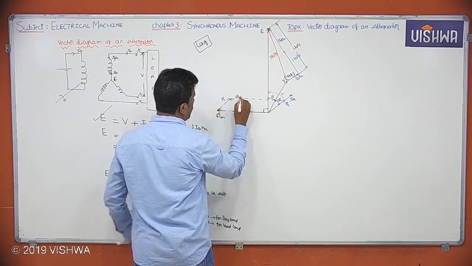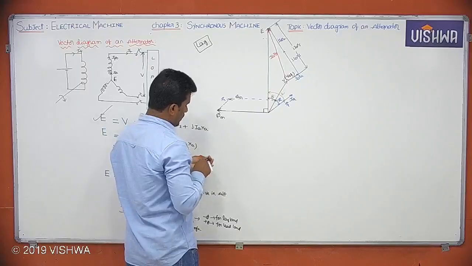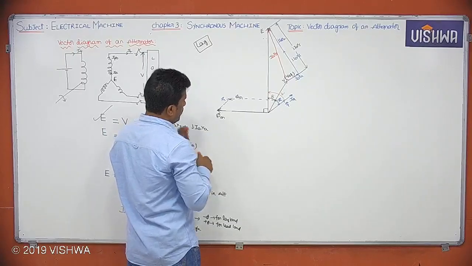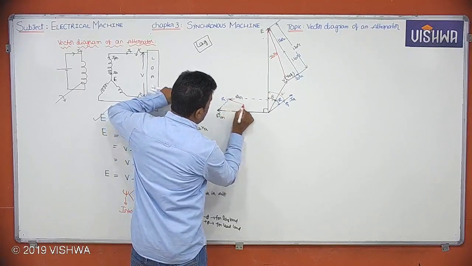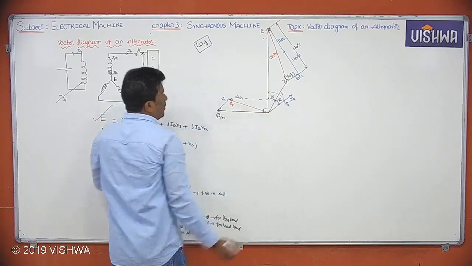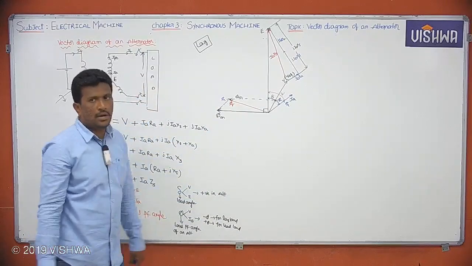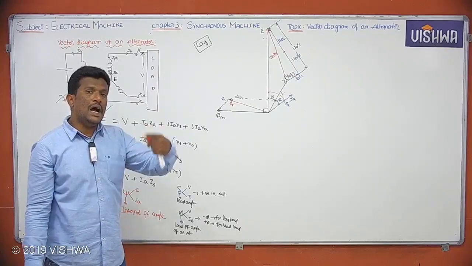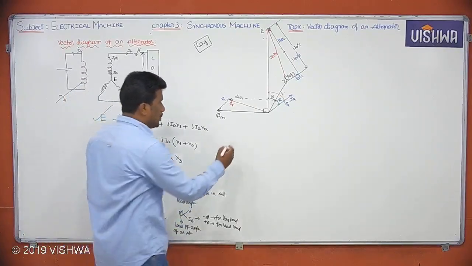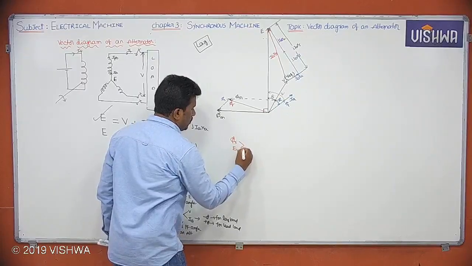This is pi M. So that resultant vector gives you what? Pi R. Corresponding to this pi R, you will get ER. So the angle between pi R and ER is equal to 90 degrees.